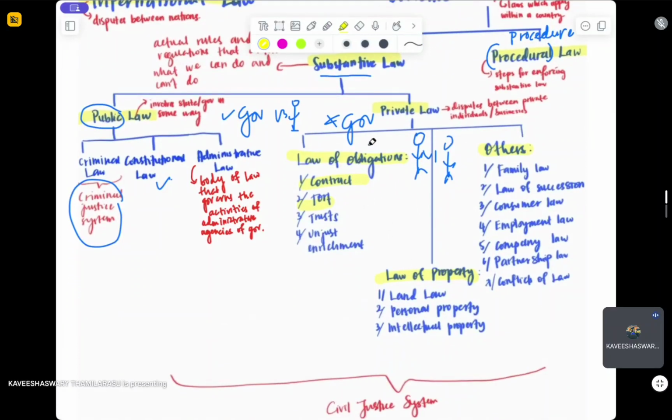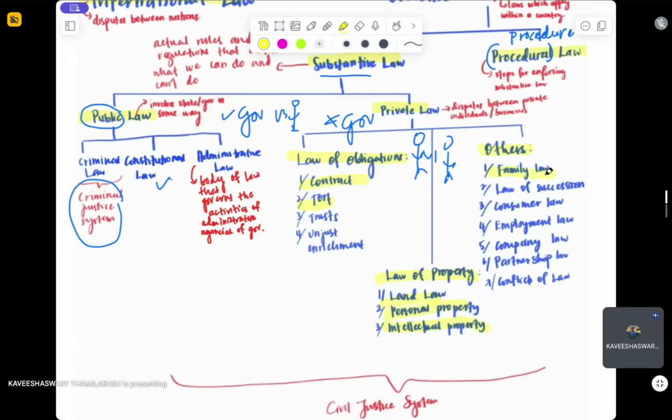I know they have already covered what contract law and tort law are. If you do not know what contract law or tort law is, please look at my chapter 2 and chapter 1 videos, because it's already there. The law of property includes land law, personal property, and intellectual property. Intellectual property is, for example, stealing somebody's ideas, music, or innovation, and that goes under intellectual property law.